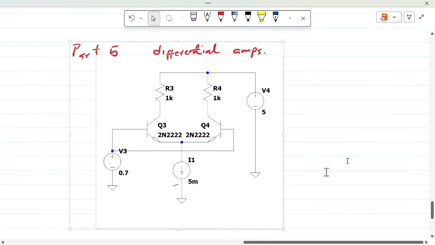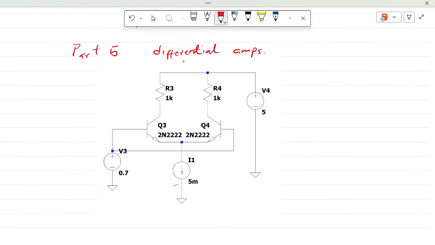Hello. So welcome to this part 5 series on differential amplifiers. In the previous video we looked at some LTSpice simulation to build our intuition into differential amplifiers. Now we noticed that the differential amplifier would be more robust to saturation if we place the current source in between the two emitters tied together.